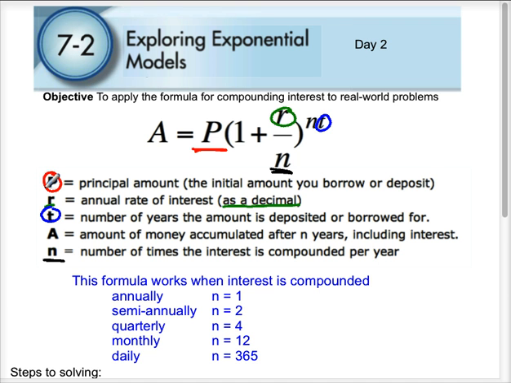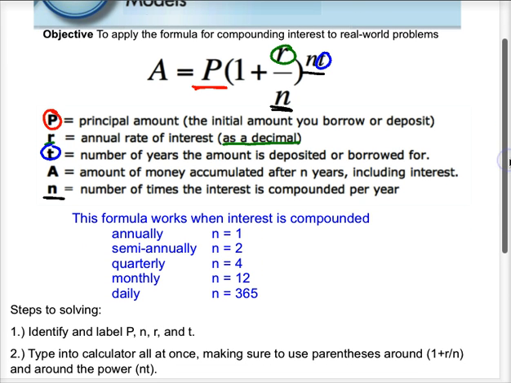Now, the new term that you probably don't know, N. So N is the number of times the interest is compounded per year. So that's where the word compounded is coming in. So let's take a look at that blue text down here. If it's compounded annually, meaning compounded once per year, that means you use an N of 1. Semi-annually means it's being compounded twice a year, so N would be 2. Quarterly would mean 4 times in a year.